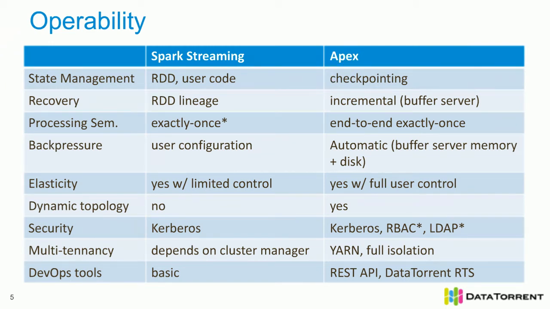So the DevOps tools in Spark are basic. There are tools available, but the best tools you get when you use the Databricks cloud hosted environment. Apex has the tools provided through DataTorrent RTS, which I said you can download, install anywhere and use for free as the community edition. In addition to that, Apex provides the REST API, so basically you can build your own monitoring tool against the REST API as well. Some of our customers have done that.